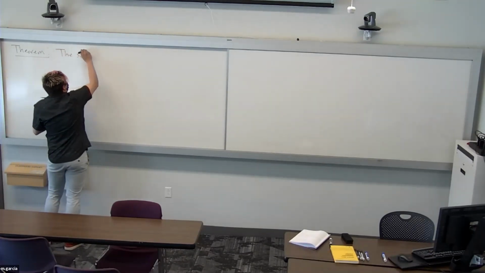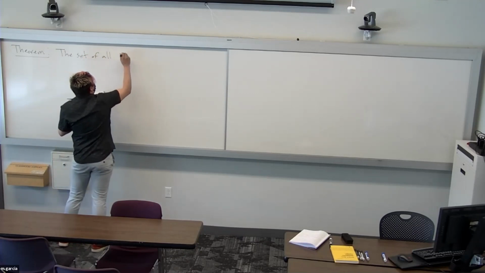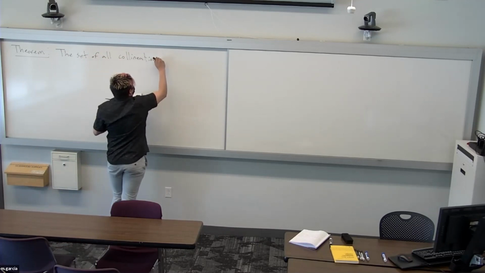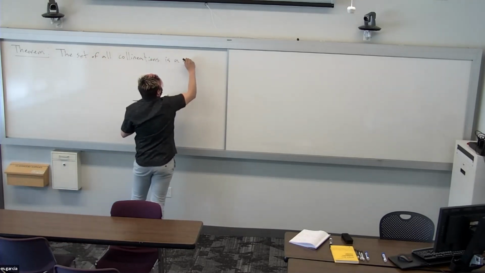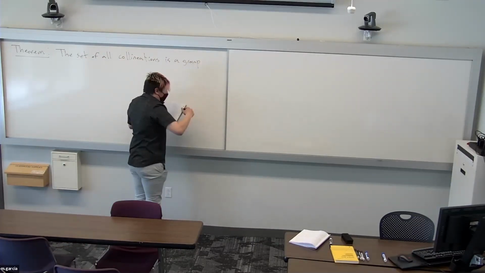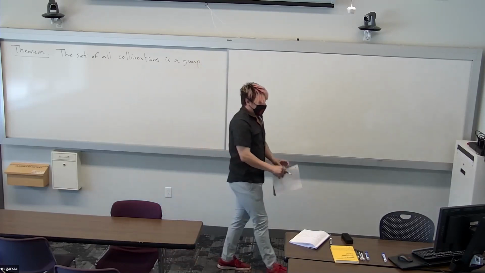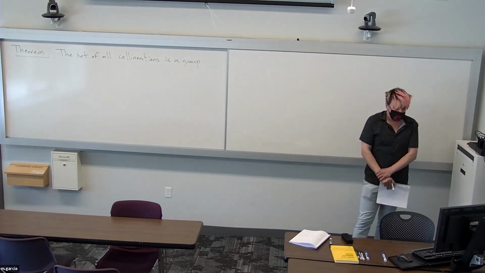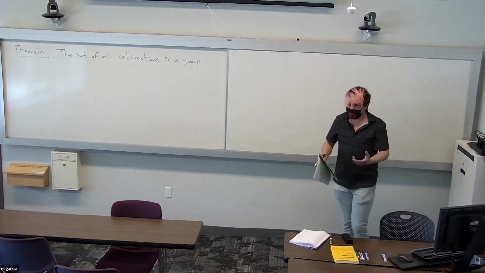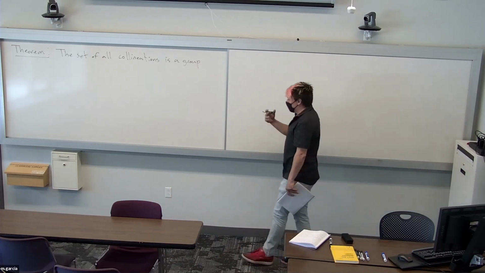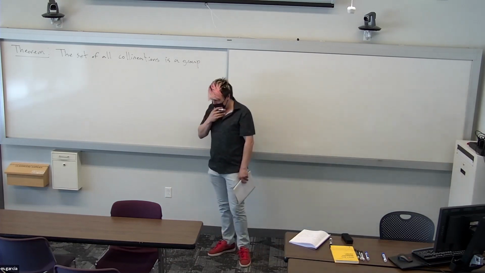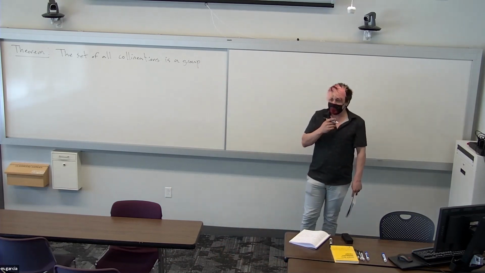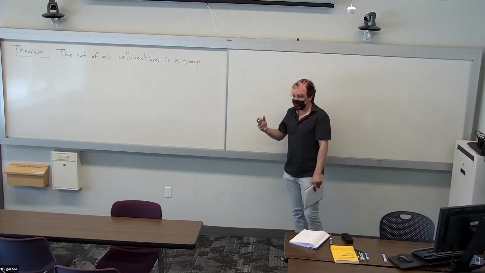The set of all collineations is a group. I asked you to prove this last night. So, first of all, let's just discuss what's necessary in order to demonstrate this. What do we have to do to show that a set of transformations is a group?